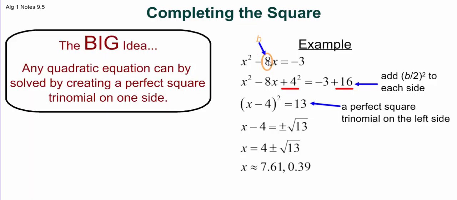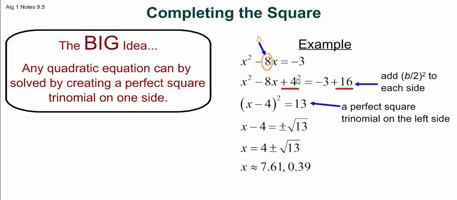So what we do in order to complete the square is we take that b value and we divide it by 2 and square it. So 8 divided by 2 is 4, and 4 squared is 16. We add that to both sides of the equation. It's always added. It's always the same number on both sides.